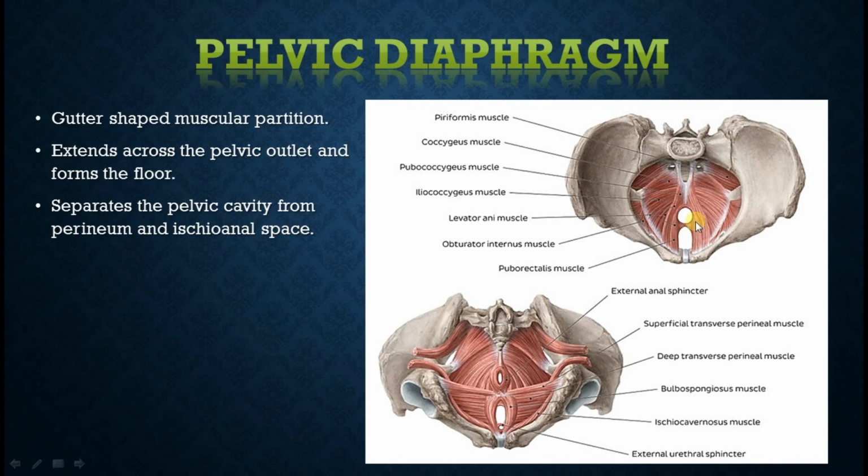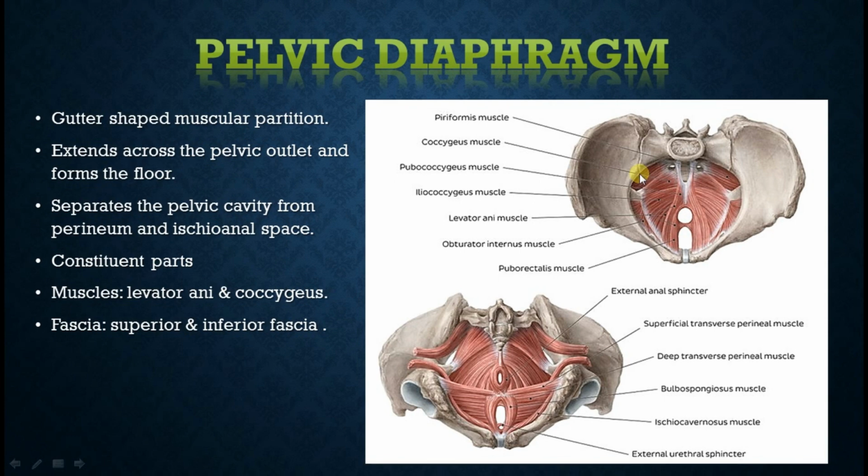So it separates the pelvic cavity. Below the pelvic cavity on either side, in the perineum, you have the ischio-anal fossa or ischio-rectal fossa, which is separated from the pelvic cavity by this pelvic diaphragm. It is mainly made up of two muscles, levator ani and the coccygeus. It is lined by the fascia of the pelvic diaphragm: the superior fascia lines the inner aspect and the outer aspect is lined by the inferior fascia.